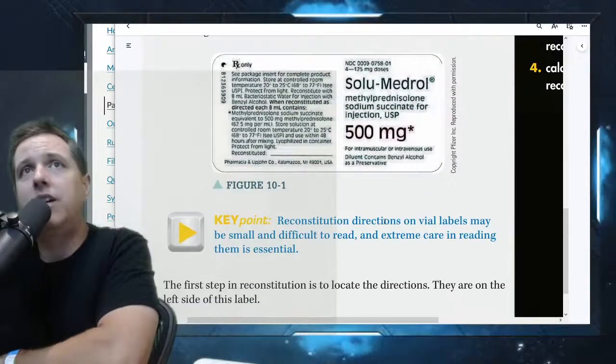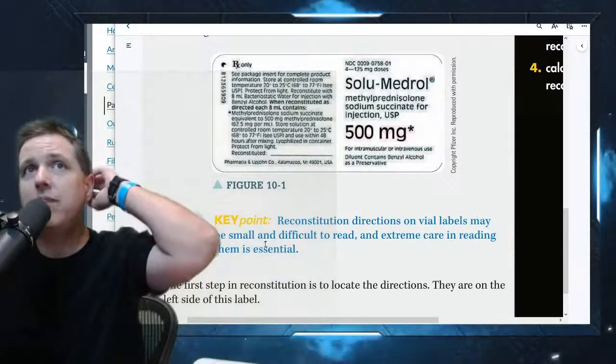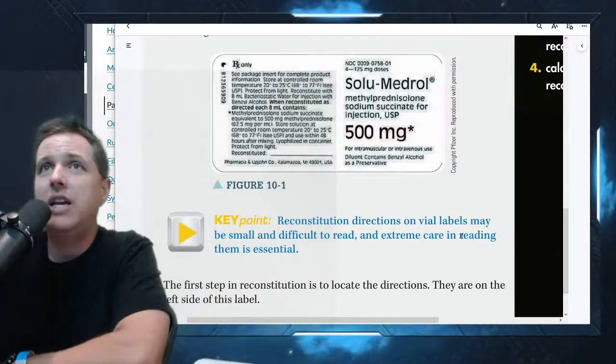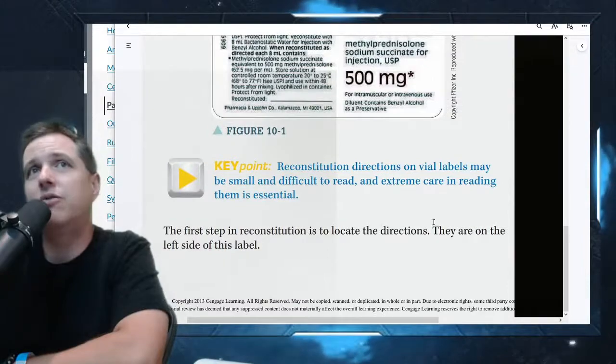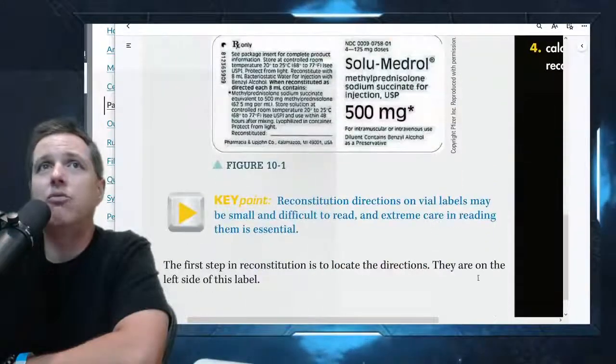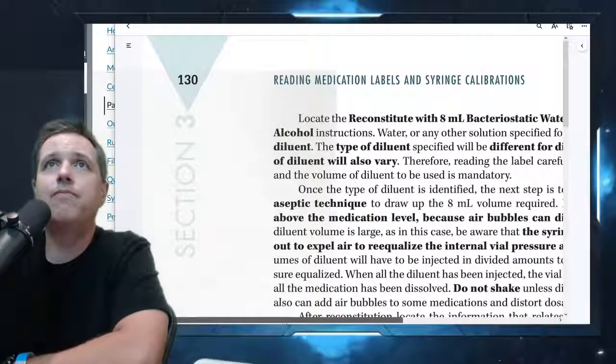Keep in mind, reconstitution directions on vial labels may be small and difficult to read, and extreme care in reading them is essential. Because you obviously want to do the right thing there. You don't want to make a mistake because you're reading it wrong.